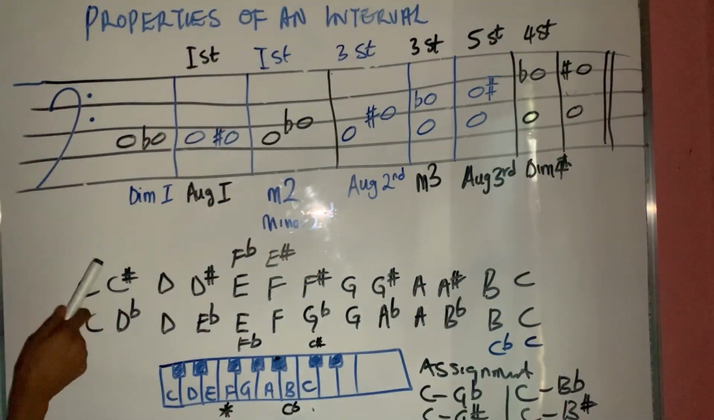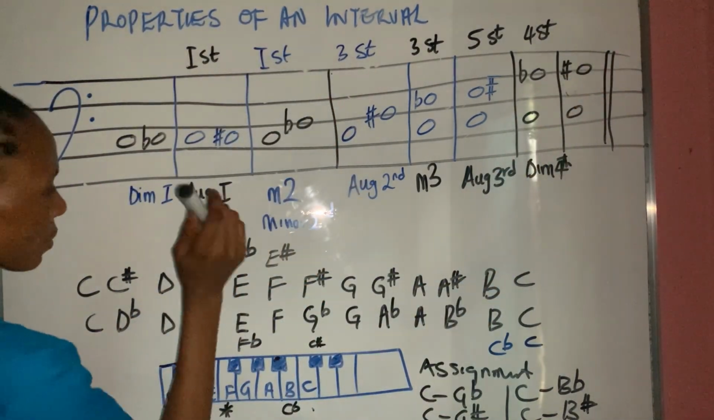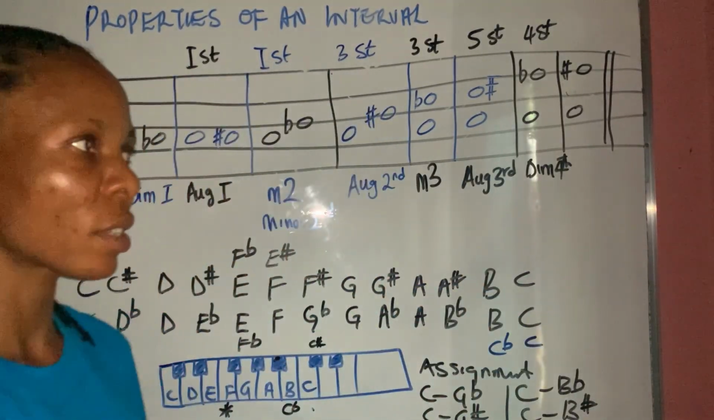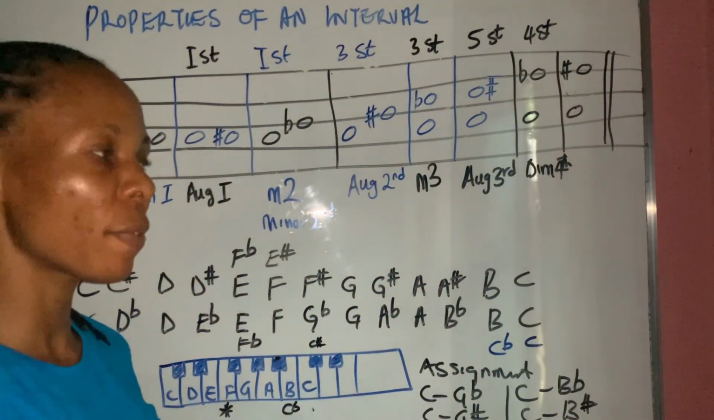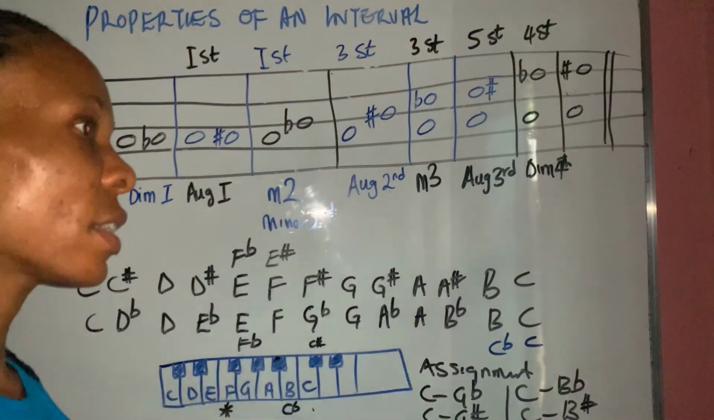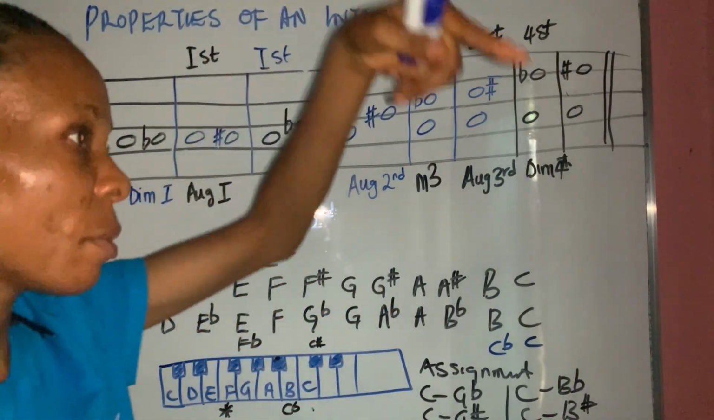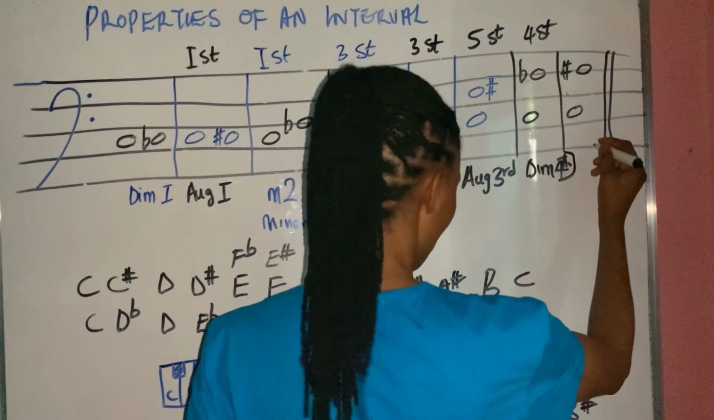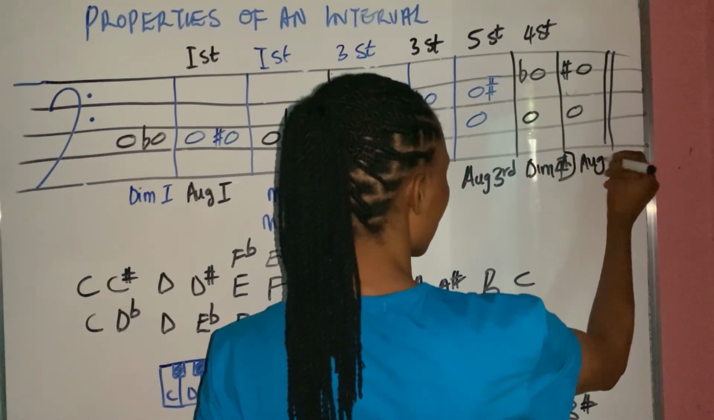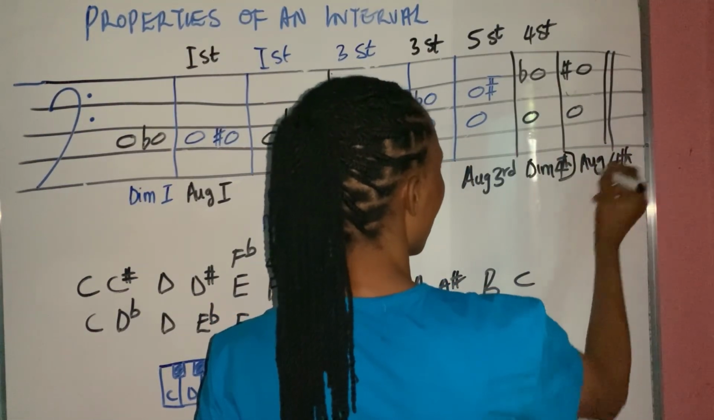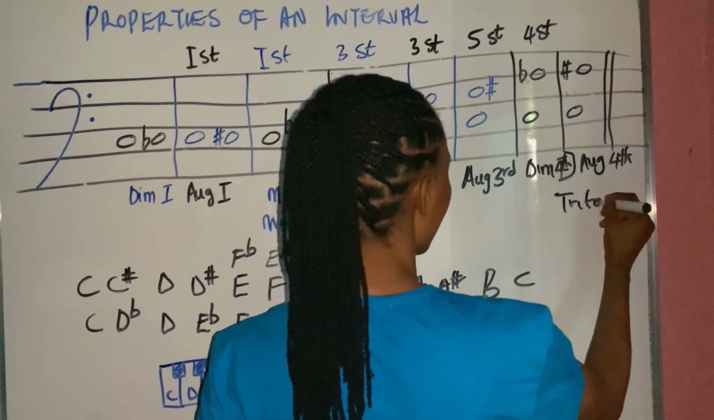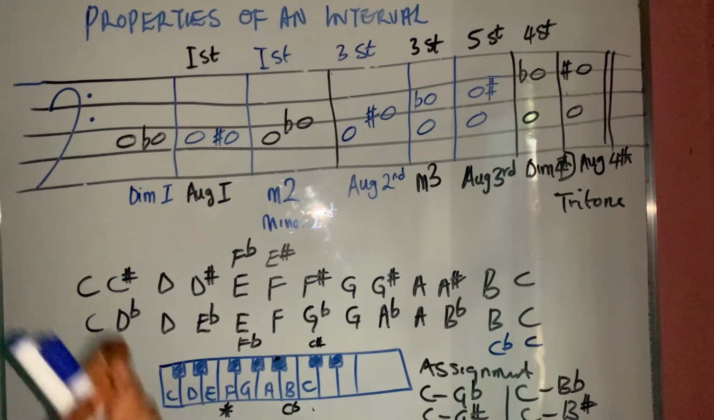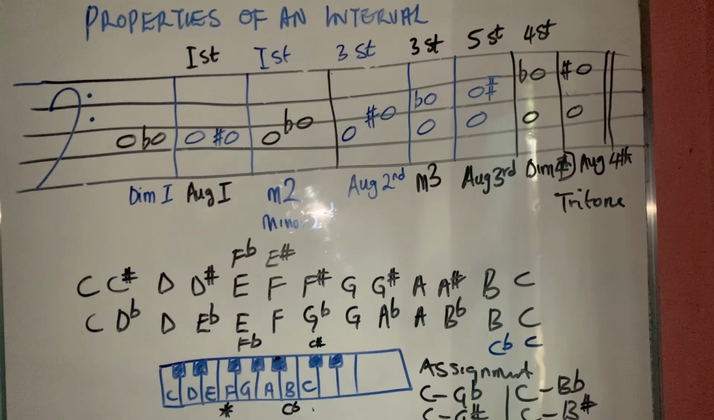Now let's see C to F sharp. How many intervals? 1, 2, 3, 4, 5, 6 intervals. When it was 5, we had a perfect fourth. Now I told you when a perfect is increased by semitones, it gives you augmented. So you can call this augmented fourth, and this is also called tritone because it involved 3 tones, which are 6 semitones.